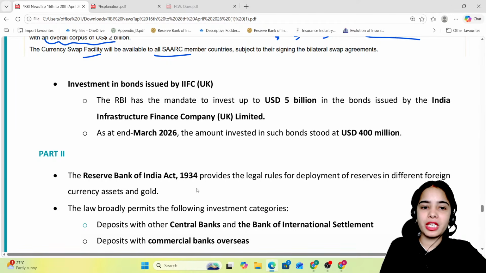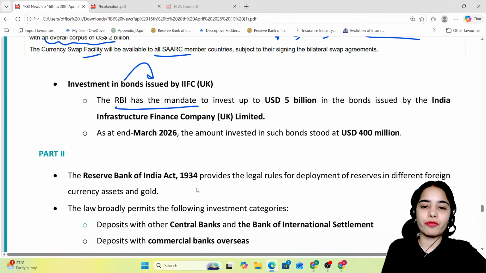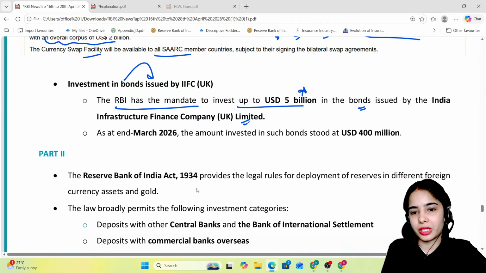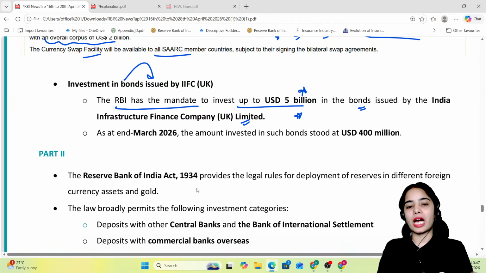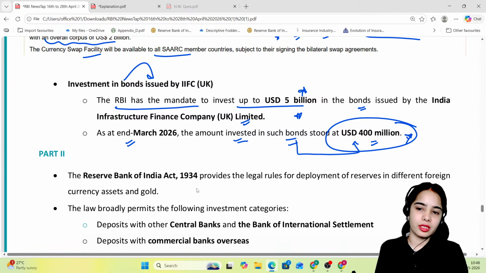Now, investment in bonds issued by IFC UK. So RBI has the mandate to invest up to $5 billion in the bonds issued by the India Infrastructure Finance Company UK Limited. So this is the mandate for RBI to invest up to $5 billion in the bonds of this entity. As at the end of March 2026, the amount invested in such bonds is only $400 million. So RBI has only invested this much.